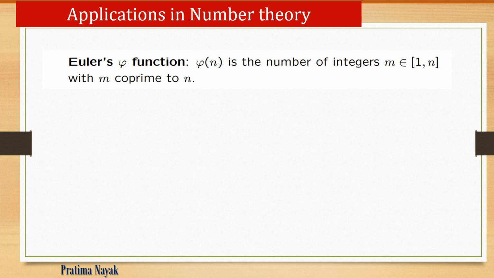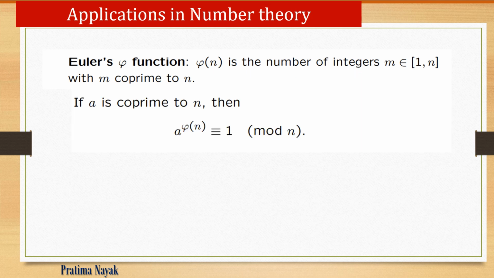So in a nutshell, we learned that Euler's phi function, phi of n, is the number of integers m belonging to 1 to n with m co-prime to n. Now how is it used in number theory? If a is co-prime to n, then a power phi of n is congruent to 1 modulo n. These are our applications in number theory.